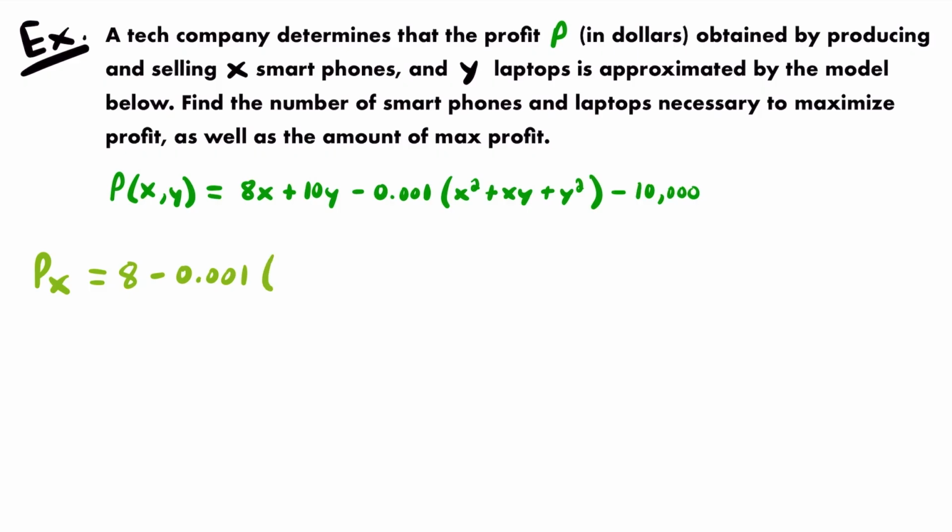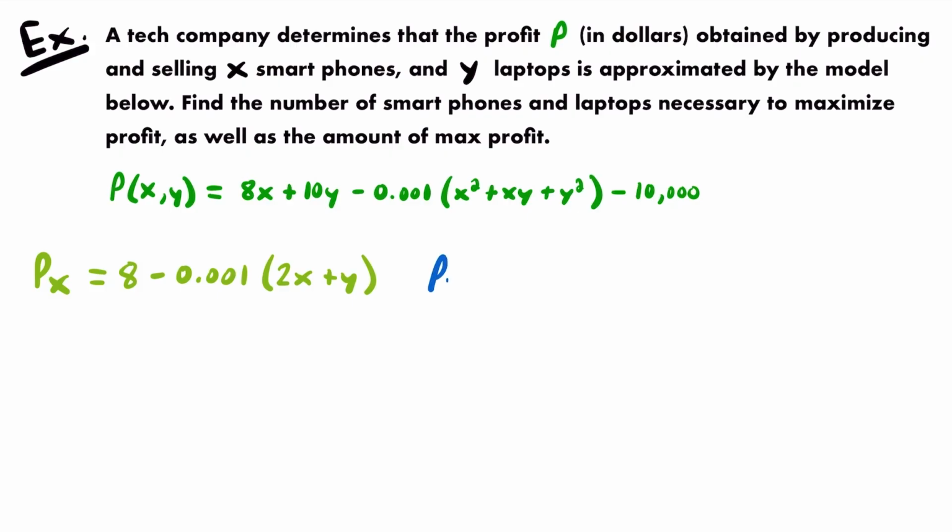and multiply that by the derivative of x squared, which is 2x, plus x times y. x is to the first power, so its derivative will be its coefficient of y. So we have 2x plus y, and then y squared is a constant with respect to x, its derivative is 0. And then of course, negative 10,000 is a constant, so its derivative is 0.